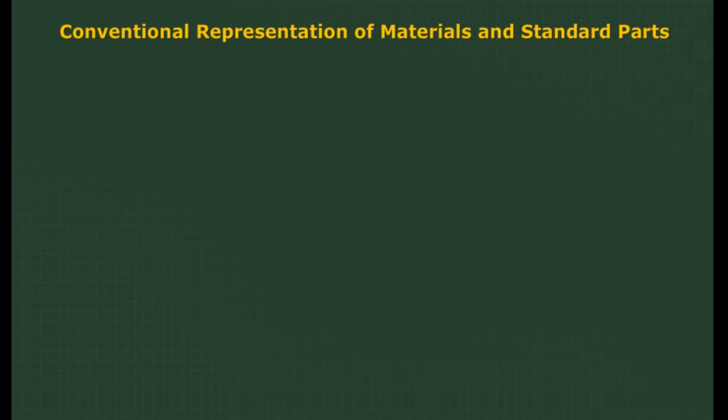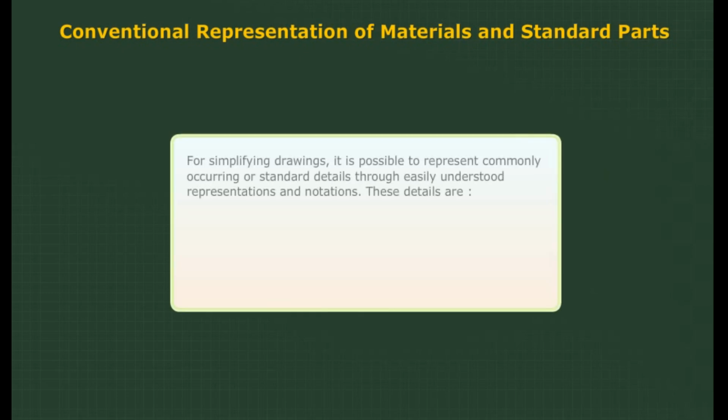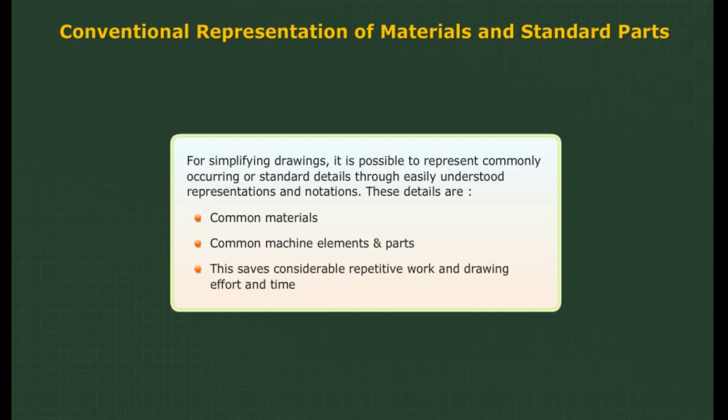Conventional representation of materials and standard parts. For simplifying drawings, it is possible to represent commonly occurring or standard details through easily understood representations and notations. These details are: one, common materials; two, common machine elements such as fasteners, gears, etc. This saves considerable repetitive work and drawing effort and time. Let us discuss briefly the conventional representations of one, materials and two, machine parts.